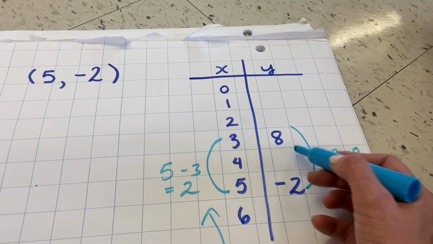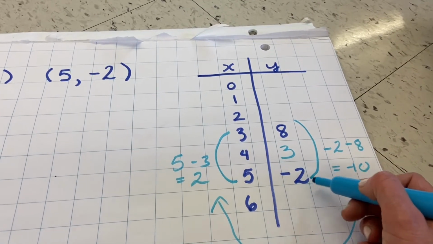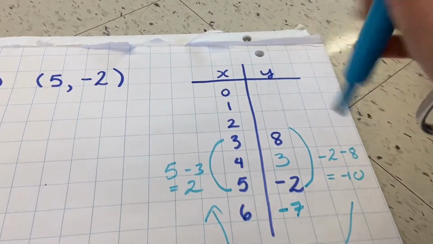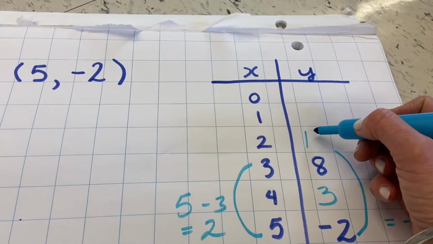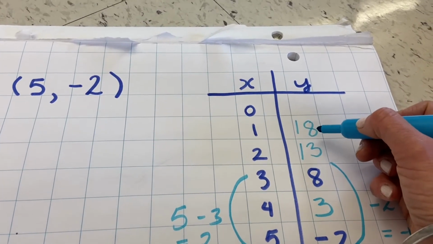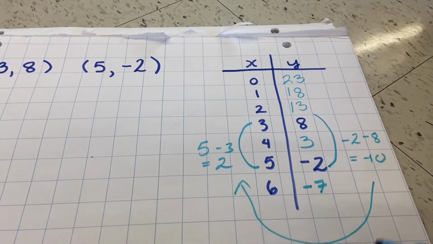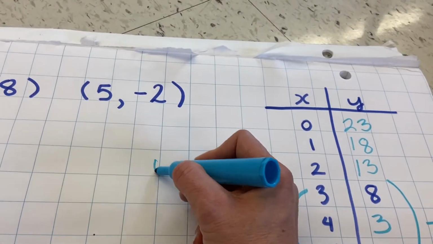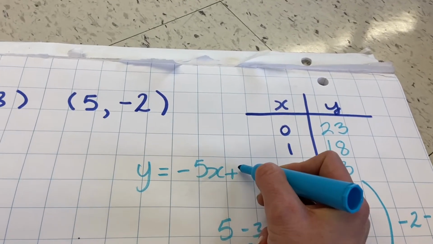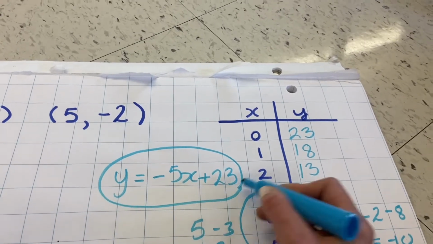So my next number, 8 minus 5, will be 3. 3 minus 5 is -2. -2 minus 5 is -7. And when we go backwards, instead of going down 5, we go up 5. So then I would have 8 plus 5 gives me 13. 13 plus 5 gives me 18. 18 plus 5 gives me 23. So we can tell from this table of values that our equation would be y equals, it's going down 5 every time, and it starts at 23. That is the equation.